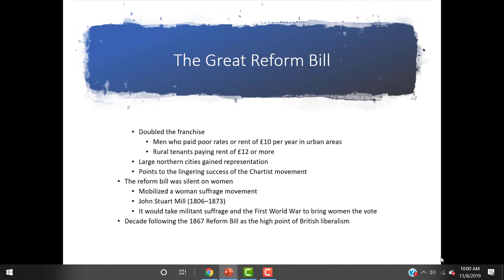Large northern cities gained representation, of course, and the lingering success of the Chartist movement began to be seen in this whole movement. So the reform bill was silent on women. So the women organized a suffrage movement. It would take militant suffrage in the First World War to bring women the vote, but the decade following the 1867 Reform Bill was the high point of British liberalism.